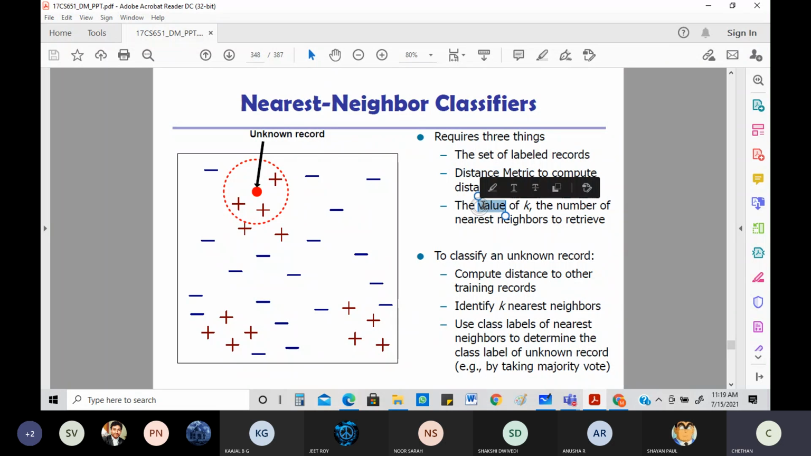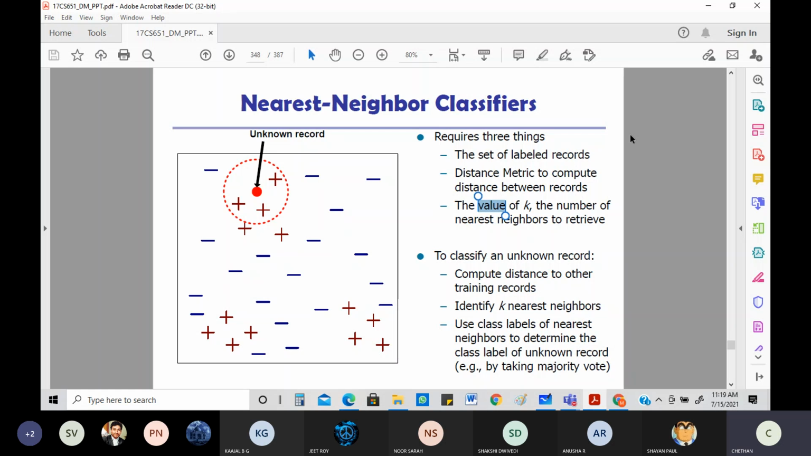Okay, and then the value of k. What is k? The number of nearest neighbors to retrieve. This k is generally an assumption, but generally it will be more like the average of the number of records you have. What is the meaning of average? If you say 10 records, average of it is divided by 2, so it is 5, or the half of it. That's the right word, half of it.